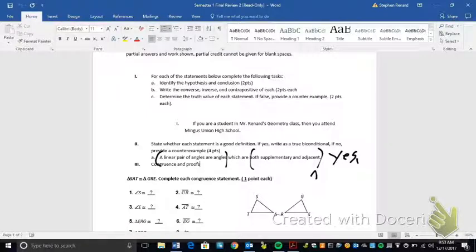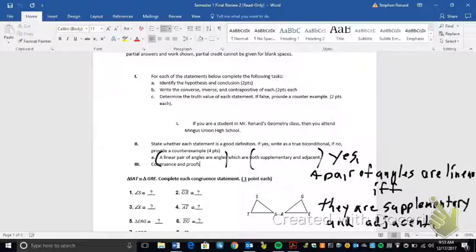So let's look at it this way. If a pair of angles are a linear pair, then they are supplementary and adjacent. 100% true. Flip it around. If a pair of angles are supplementary and adjacent, then they are a linear pair. Also 100% true. And that gives us a good definition, and we can then write it as a biconditional. The biconditional is a pair of angles are linear if and only if they're supplementary and adjacent. That if and only if, that's the important part to have in any biconditional.